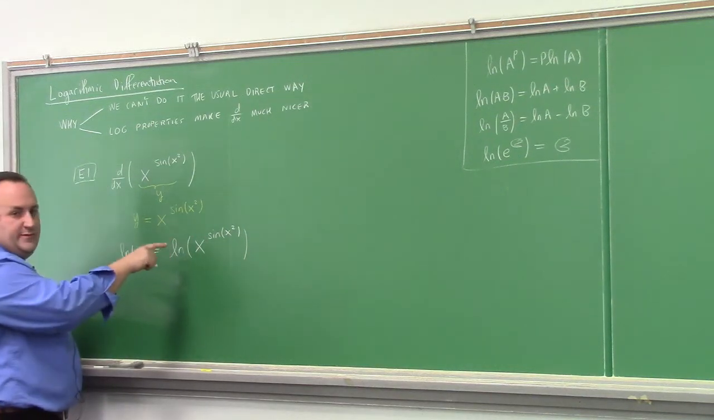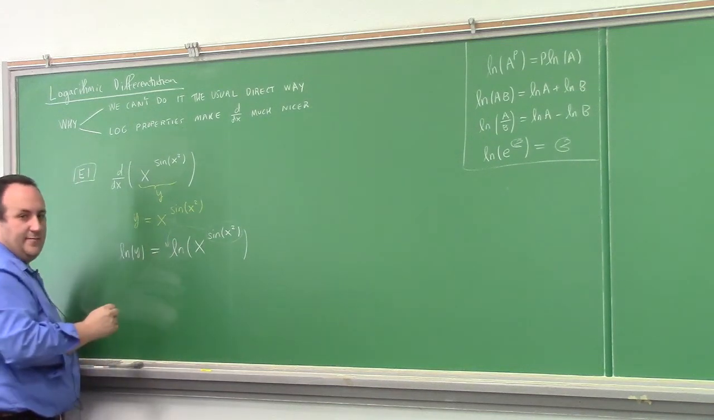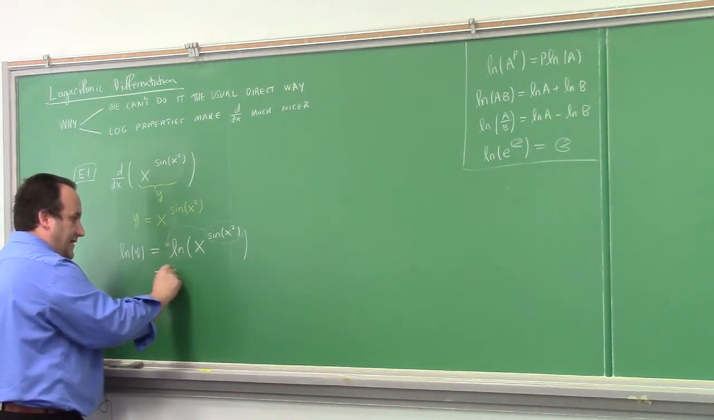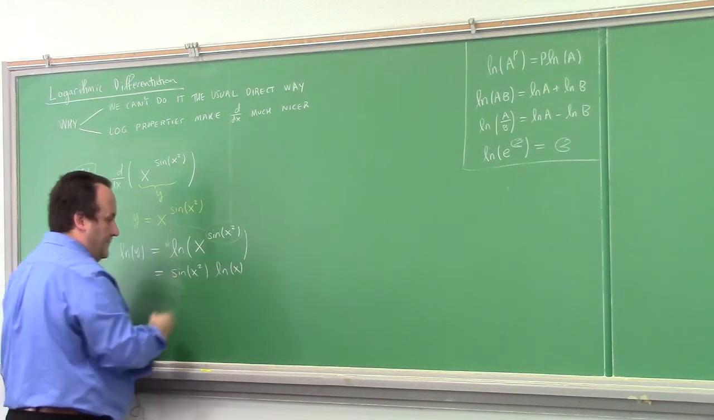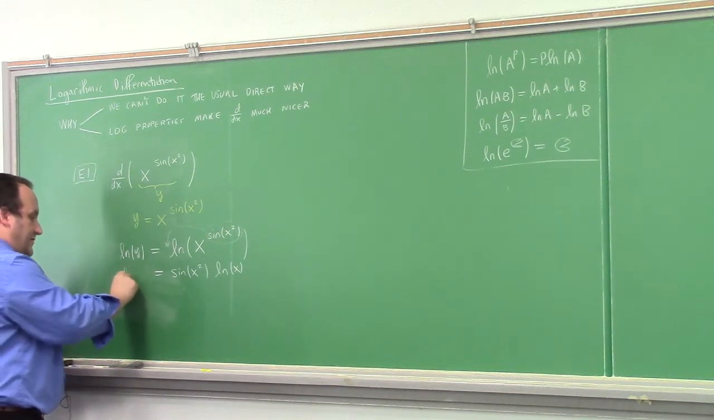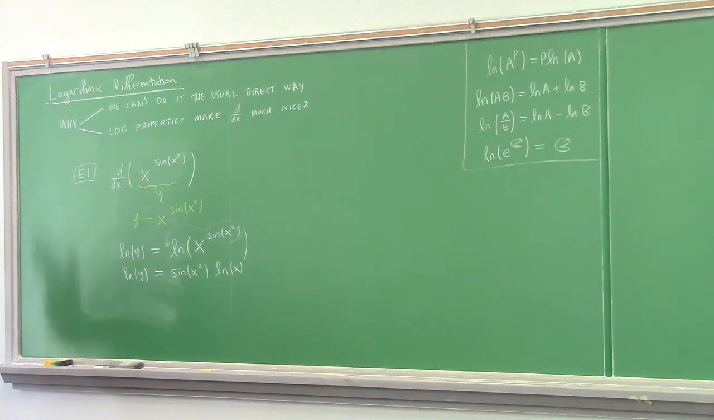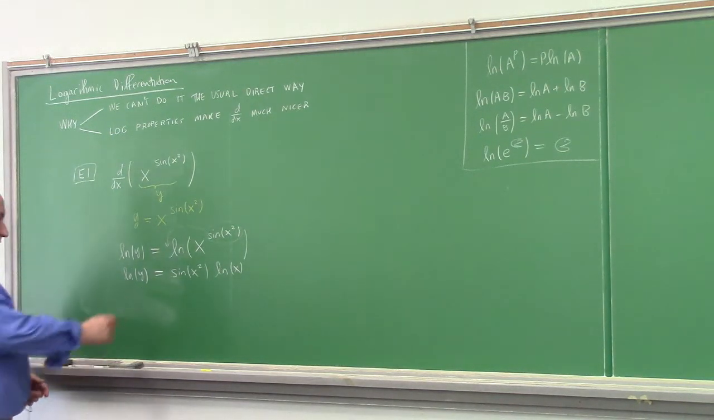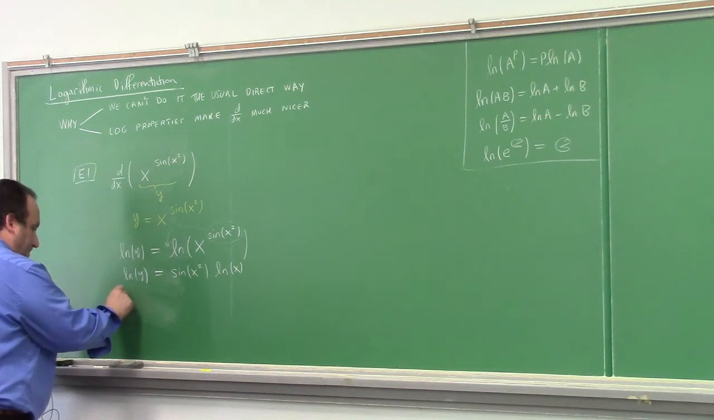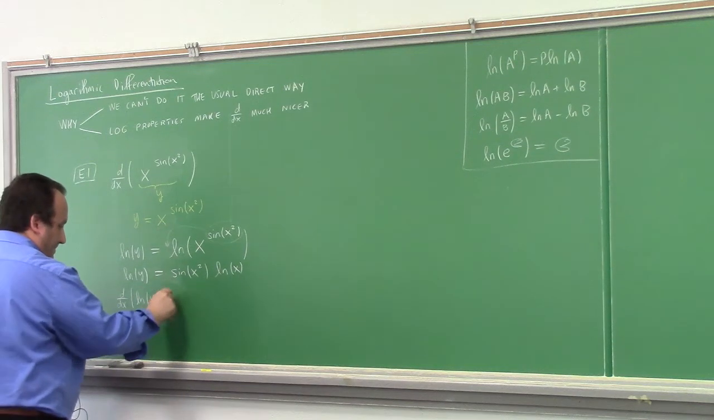So which one are we going to use? We can pull this down by the power property of log. So this is the sine of x squared times the natural log of x. All right, so we've got log y equals the sine of x squared times the natural log of x. And now we can take the derivative of that. We know how to take the derivative of this. So differentiate. We've got a product rule, and a couple of different chain rules.